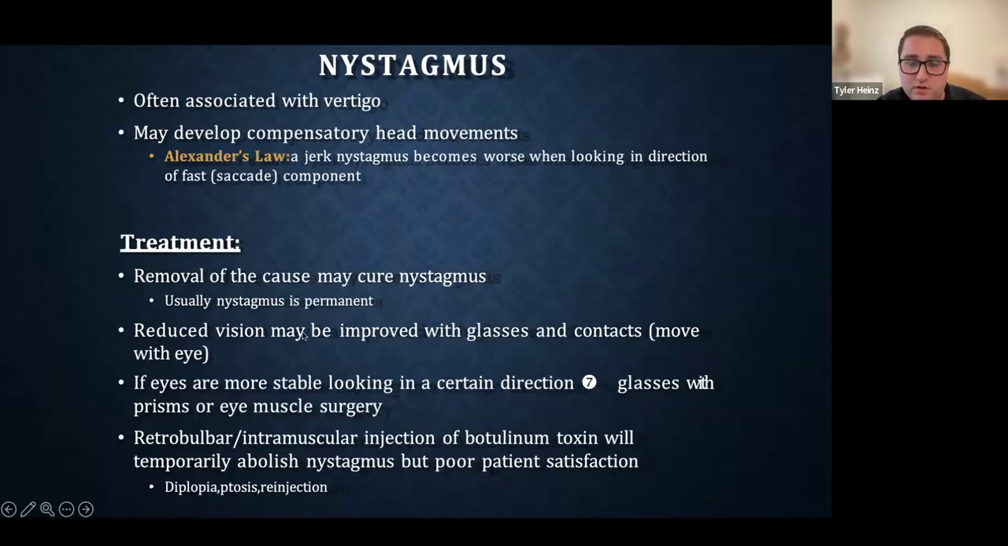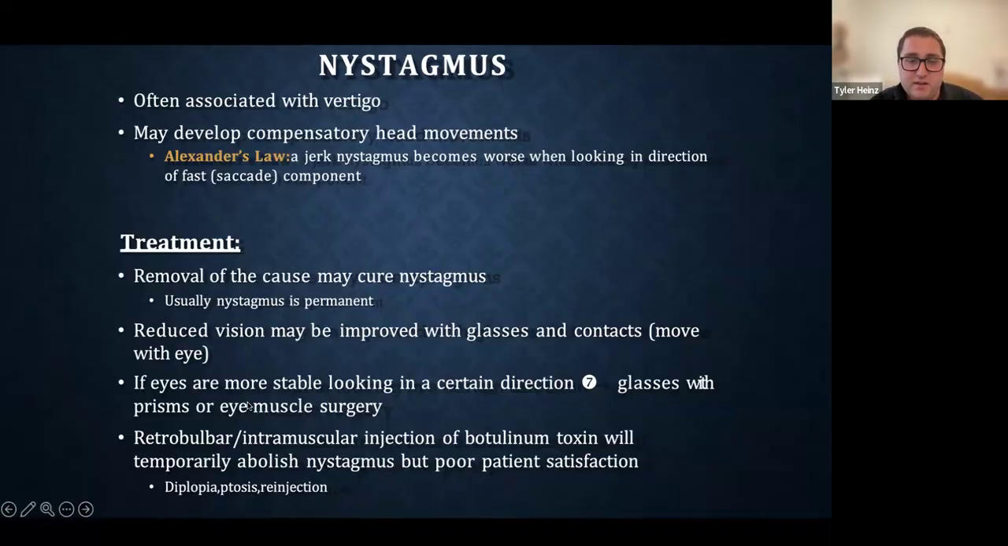Treatment: removal of the cause. So again, there's a whole bunch of causes. Could be drugs, could be alcohol, could be brain trauma, etc. So if you fix the cause, you should fix the nystagmus. Reduced vision may be improved with glasses or contacts. The contacts sometimes are a little bit easier for these types of patients because the contacts are going to move with the eye. As you move the eye back and forth, side to side, the contacts are staying right in the center of your cornea.